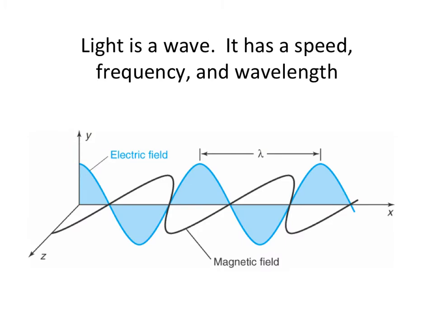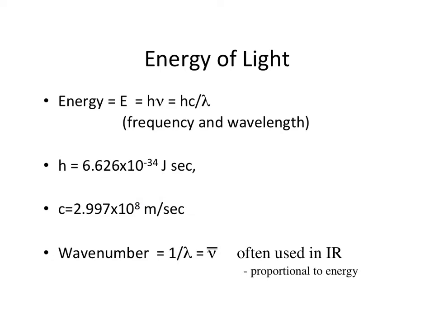Light is a wave, just like waves coming into the beach on the edge of the ocean are waves. These waves have wavelength, which is the distance from peak to peak of the oscillating wave, and they have frequency, which is the number of oscillations that occur within a unit of time, typically within a unit of 1 second. The energy of light is related to its frequency, or nu.